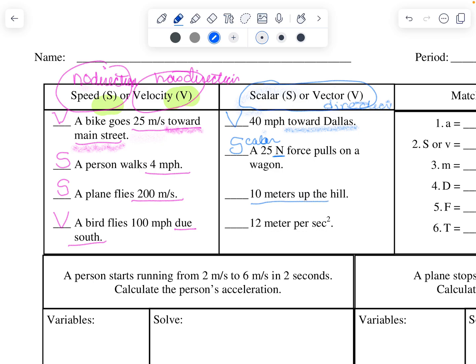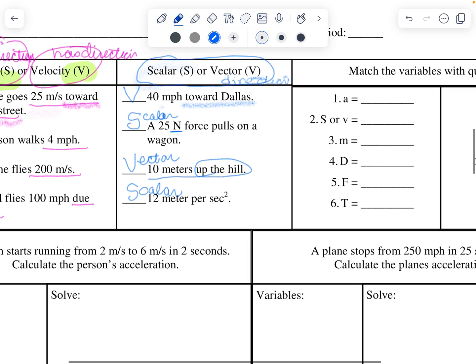Next, 10 meters up a hill. The up a hill indicates a direction. This is a vector quantity. Last but not least, an acceleration of 12 meters per second squared. This will be a scalar quantity.